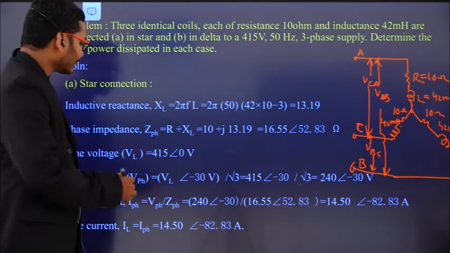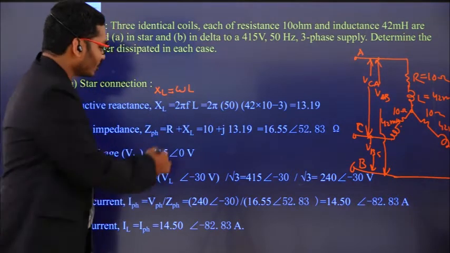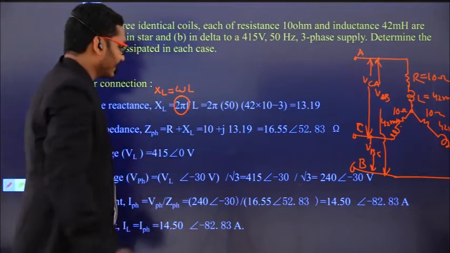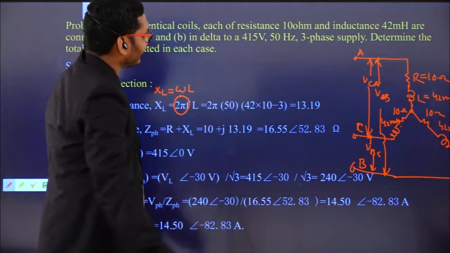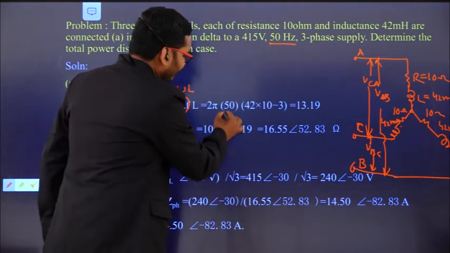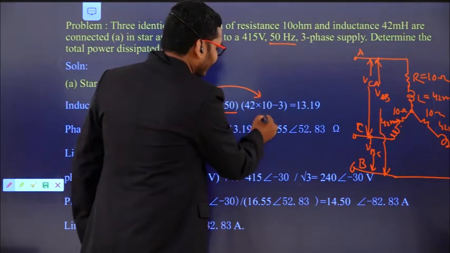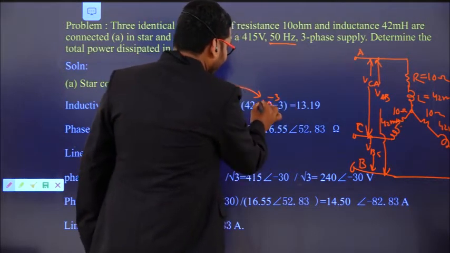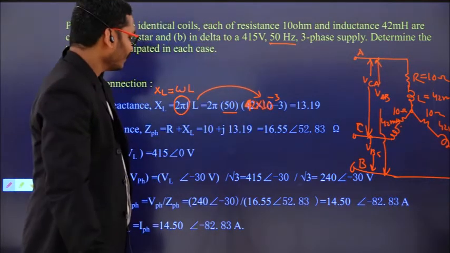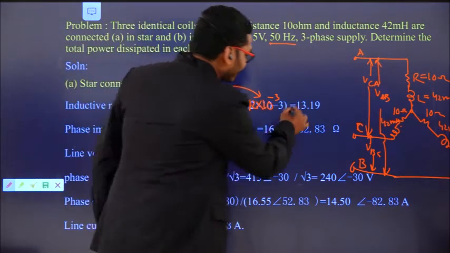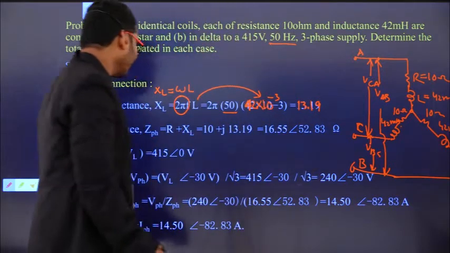Already we know that the inductive reactance formula is XL equals omega into L, where omega is 2 pi f. So instead of omega, 2 pi f into L, where f is given in the data as 50 Hz, and the inductance is 42 millihenry, it means 42 into 10 to the power of minus 3. So after simplification you will get the value 13.19 ohms inductive reactance.